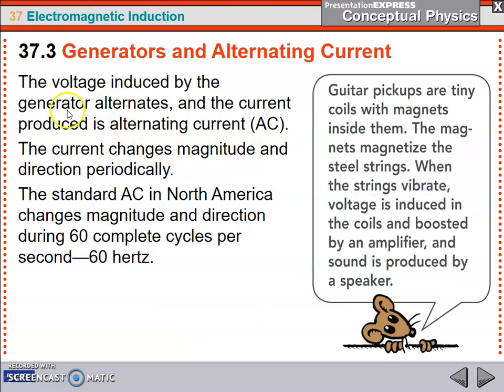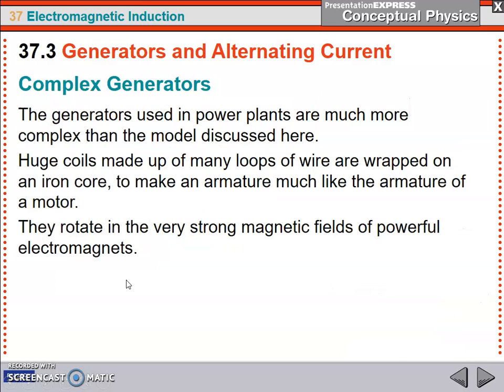The voltage induced by the generator alternates, and the current produced is alternating current, AC. The current changes magnitude and direction periodically. The standard AC in North America changes magnitude and direction during 60 complete cycles per second, 60 hertz.